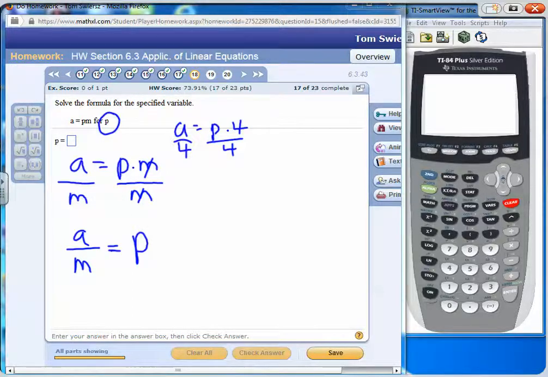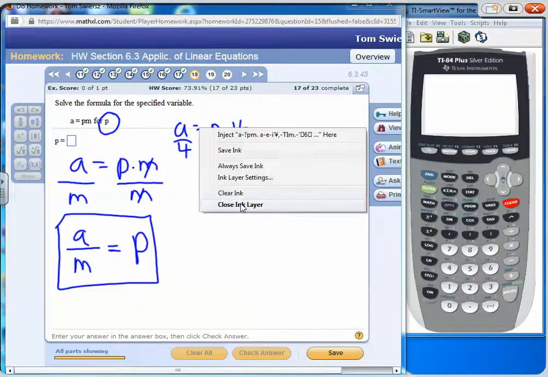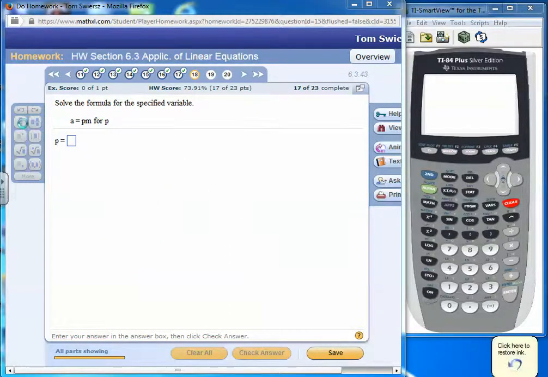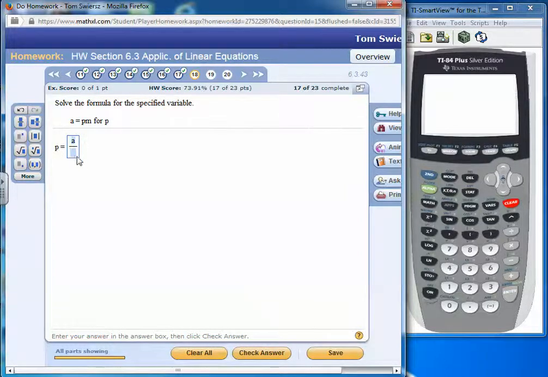We solved for P. We got P by itself, so we know now we have our final answer because we got P equals A over M. So it's simply the fraction A divided by M. We got our answer, right? So put it into MyMathLab, choose the fraction, and it's A over M.